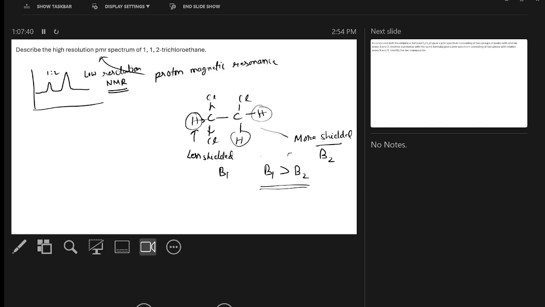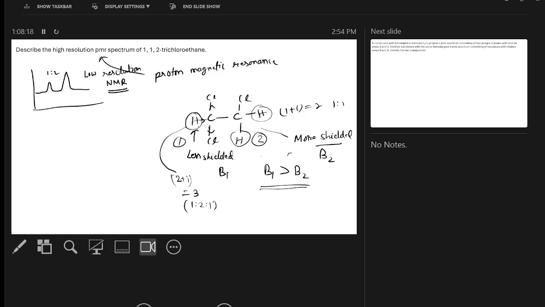Now for finer structures, we will consider spin coupling. For spin coupling, we will see the number of hydrogen atoms or protons present on the adjacent carbon. So here there are 2 protons, here 1 proton. So the finer structure will be 2 plus 1, means 3, with intensity 1 is to 2 is to 1 according to Pascal triangle. And for this there is only 1 proton on the adjacent carbon. So n plus 1, 1 plus 1 is 2. So intensity will be 1 is to 1.